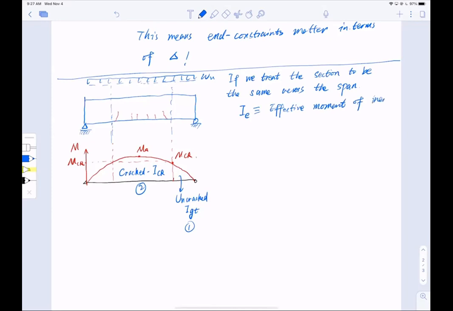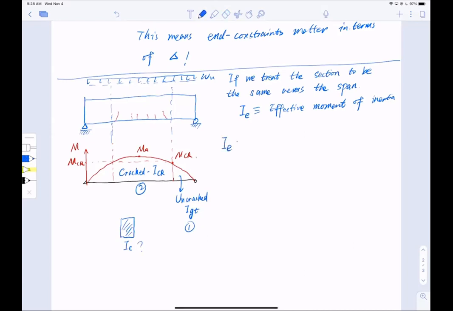All right, so let's just say I'm going to treat it as a 1 IE. I don't know what it is, but I'm going to define it as the effective moment of inertia. Okay, and it turns out I can get this from ACI, and in ACI there's an equation for it.